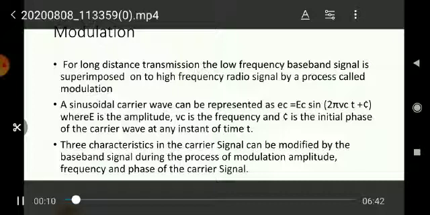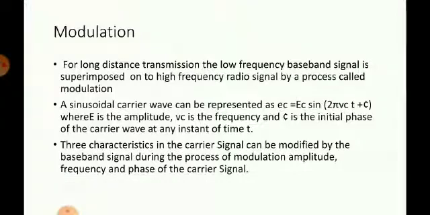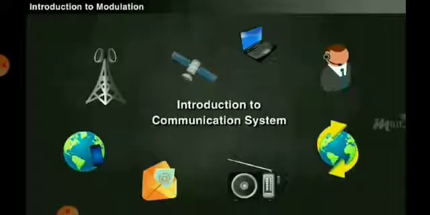Modulation. For long distance transmission, the low frequency baseband signal is superimposed on the high frequency radio signal by a process called modulation. A sinusoidal carrier wave can be represented as Ec(t) = Ec sin(2πνc t + φ), where Ec is the amplitude, νc is the frequency, and φ is the initial phase of the carrier wave at any instant of time t. Three characteristics in the carrier signal can be modified by the baseband signal during the process of modulation: amplitude, frequency, and phase of the carrier wave.